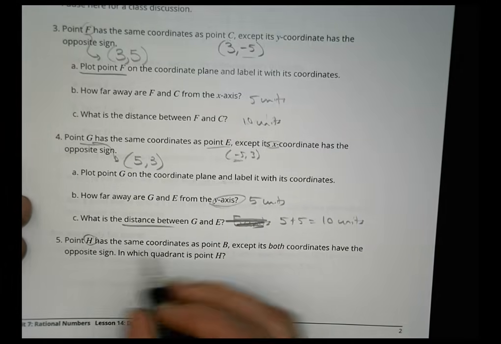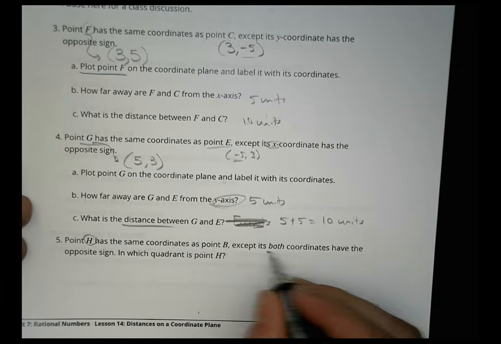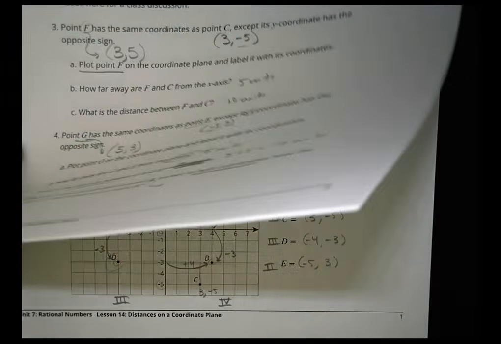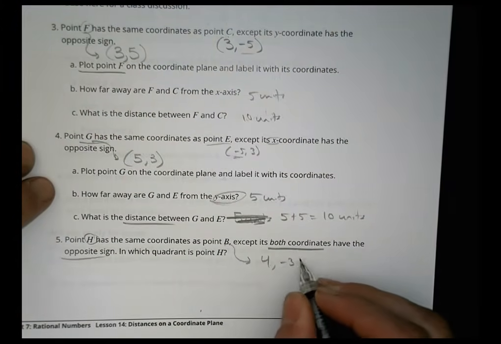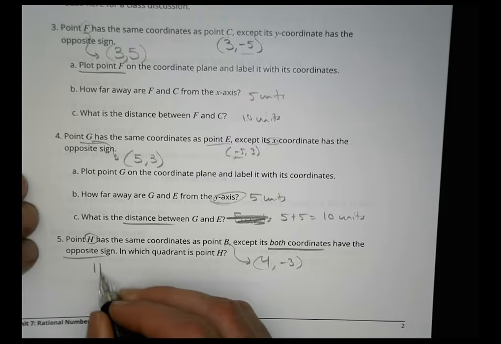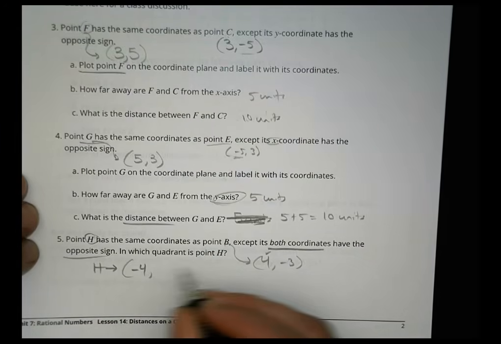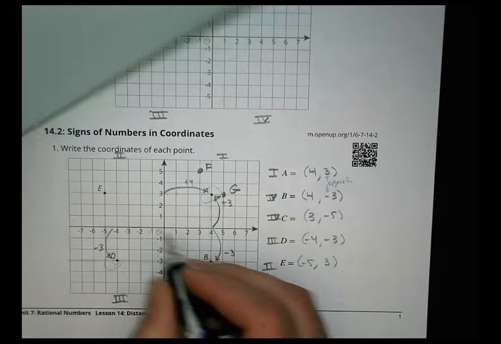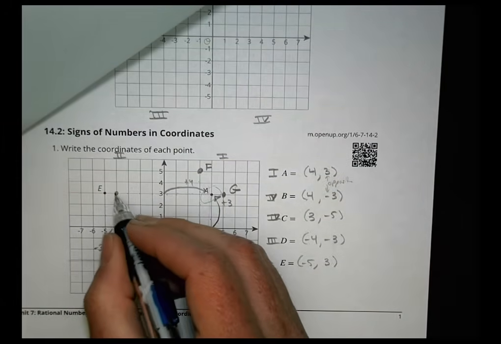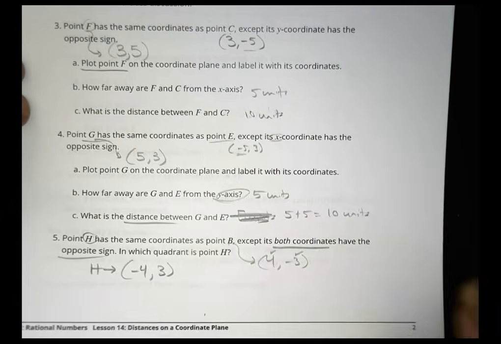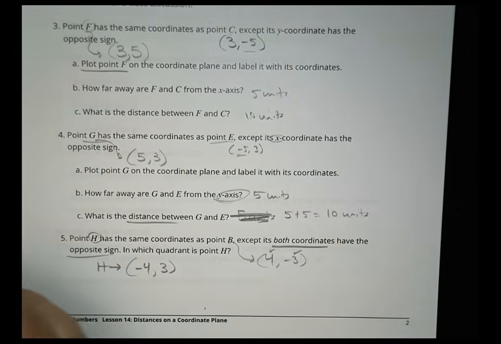Point H has the same coordinates as B, except both its coordinates have opposite signs. So what was B? Well, it looks like B is 4, negative 3. So H is going to be the opposite of both of them, so we'll do a negative 4 instead of positive, and we'll do a positive 3 instead of a negative. So plot that out there, negative 4, 1, 2, 3, and that's point H. There it is right there, and that's all there is to it.